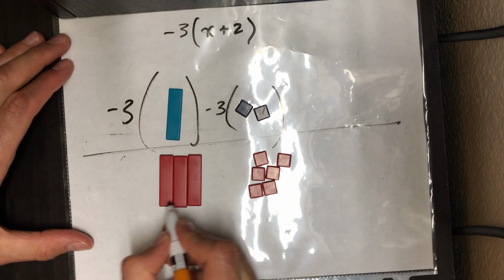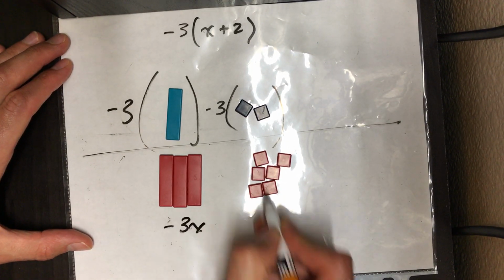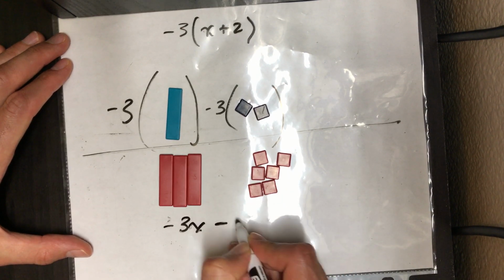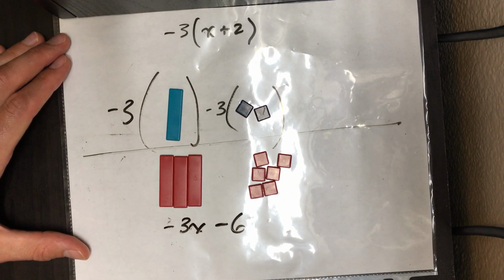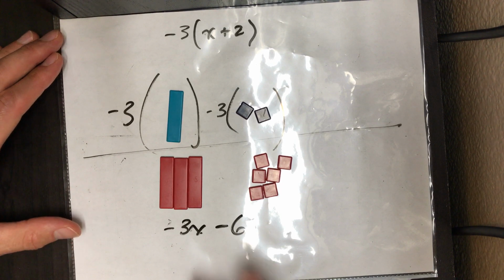We've got 3 negative x's. That's 3 negative x's. We've got 6 negative 1's. That's our final expression. Okay. Whoa. We got a lot going on here.